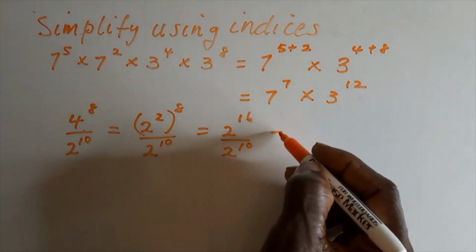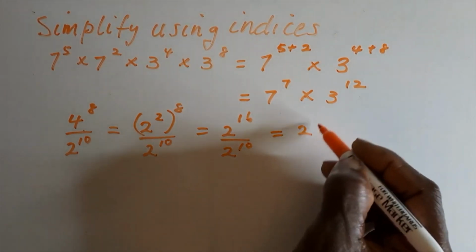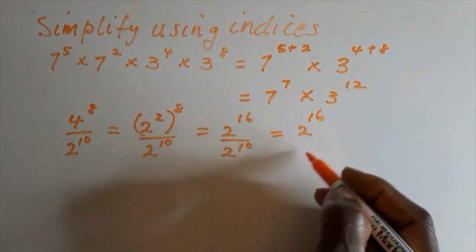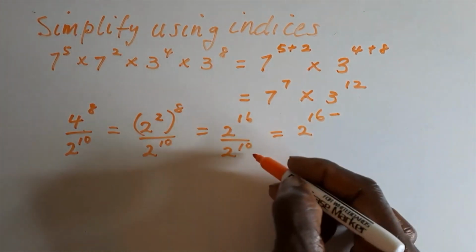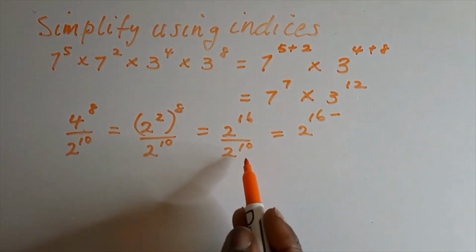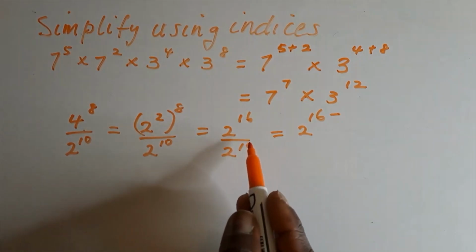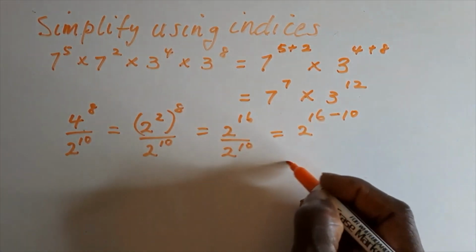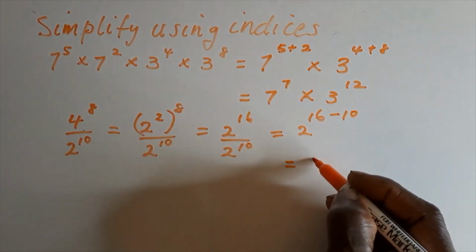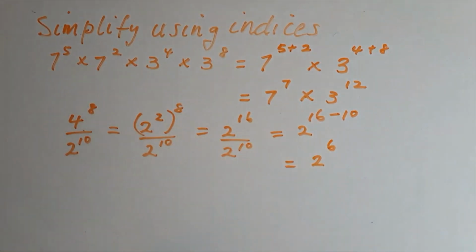And we'll use the law of indices. We subtract. We have the same base here. Now we can just subtract indices. This in the denominator is positive, but in the numerator it's negative, so it becomes negative 10. Then we can write our result as 2 raised to the power of 6.